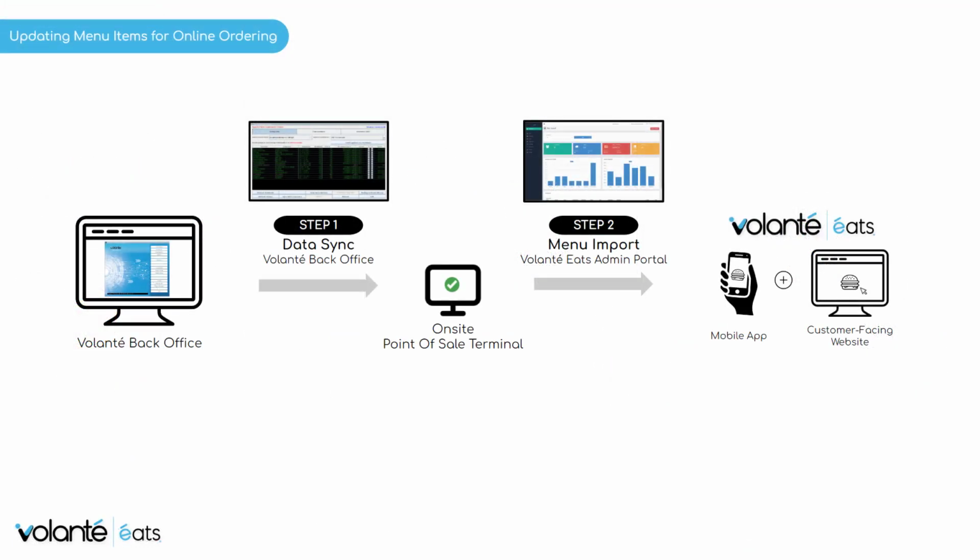If your changes are time-sensitive, you must commit a manual data sync from the Volanté back office and then a manual menu import from the Volanté Eats admin portal. For a refresher on how to do these steps, please watch our videos titled Updating Website and App Menu Items, Step 1 and 2.